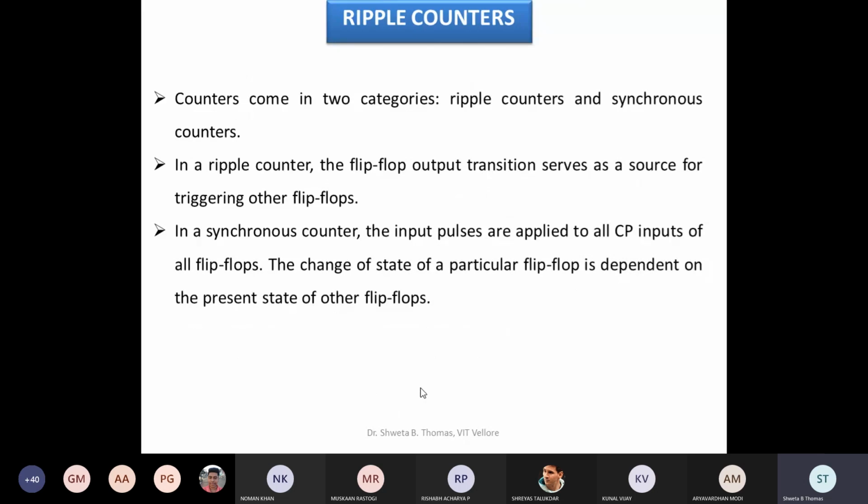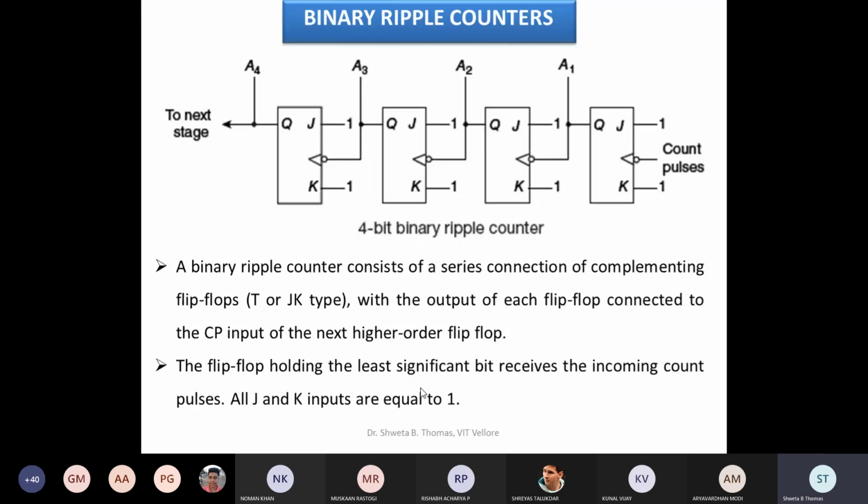And in the ripple counter, the first counter we have is the binary ripple counter. The working principle is so easy. This is very simple, but please, it's a request: if you are having any doubt, any confusion, you may ask.